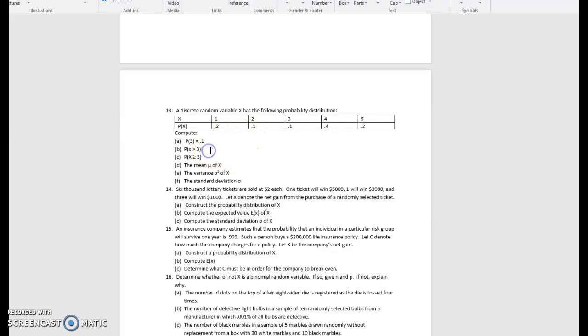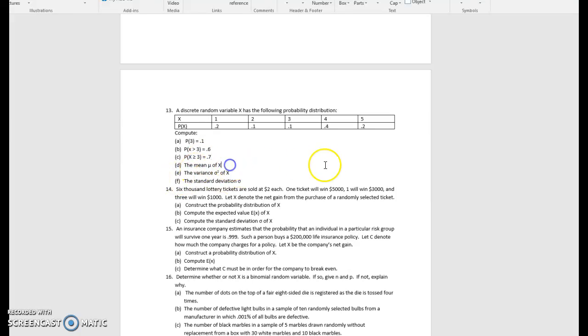Now probability that x is greater than 3, well, the numbers that are greater than 3 are 4 and 5, so we want to add up 0.4 and 0.2, which makes this 0.6. Now, B and C are different because the probability x is greater than or equal to 3 means we also need to include the 3. Its probability is 0.1. So if we add that to what we already got here, we are going to have 0.7 for this probability.